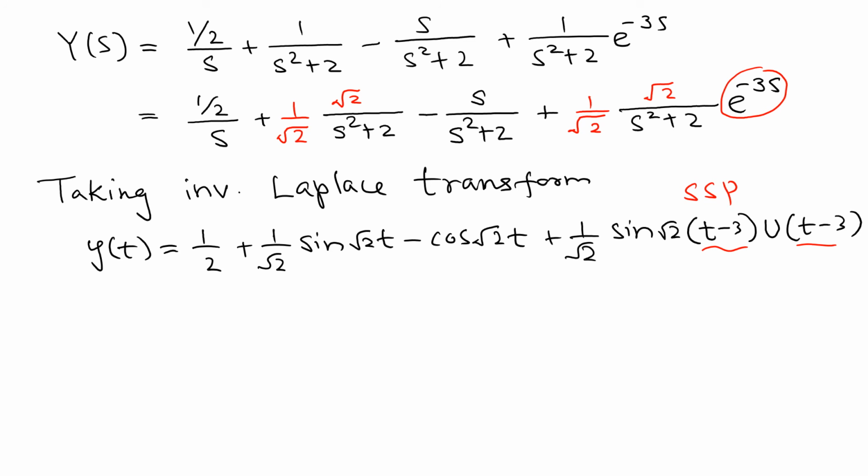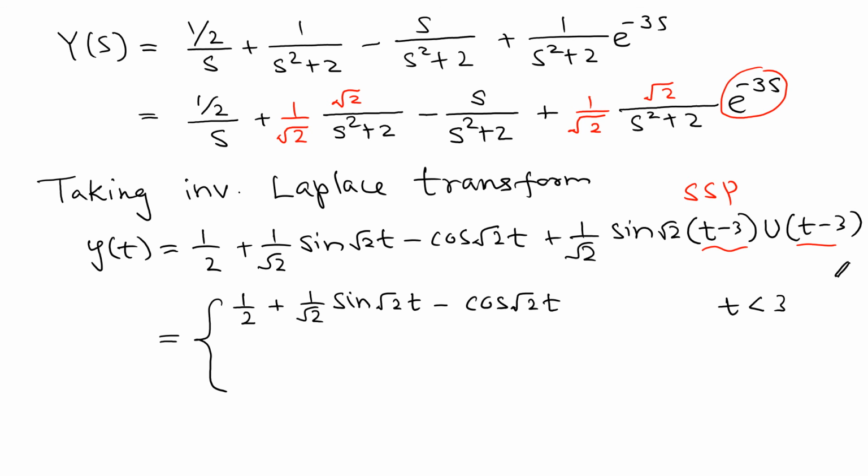Okay. Now, normally, this is the answer. There's nothing wrong with this one. But normally, when you have these switching functions or unit step functions, we write this as a piecewise function considering two different cases. What happens when t is less than 3? What happens when t is greater than 3? So we can write the final answer like this now, considering those two cases.